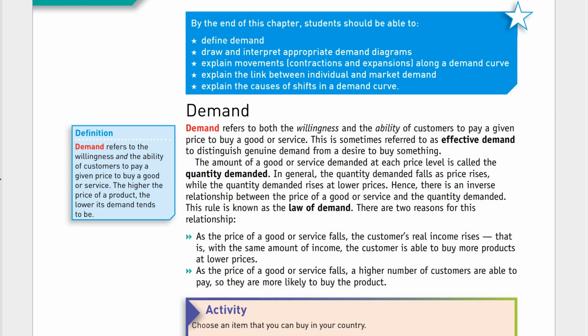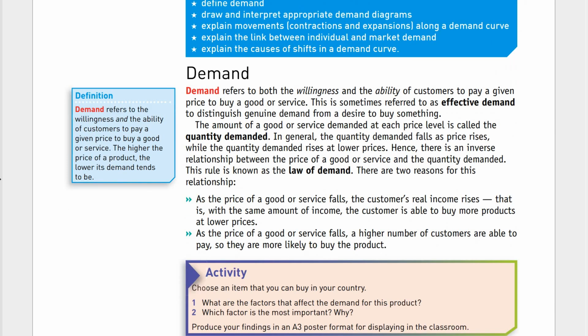Now, first things first, let's define what demand is in the context of economics. Demand is essentially the desire and ability of consumers to purchase a particular good or service at a given price and time. It's not just about wanting something, it's about having the means to buy it. The law of demand tells us that, all else being equal, as the price of a good or service decreases, the quantity demanded increases and vice versa. This relationship forms the basis for understanding consumer behavior in the market.